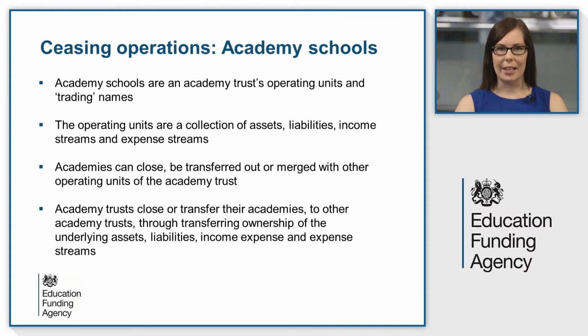As mentioned previously, the school operation is separate from the legal entity, and the school usually performs under a trading name, which is the long-standing name of the school which the public is used to. The operations of the school are all the assets, liabilities and income and expenditure streams that are used in the course of the business. It is these elements that are either closed down or transferred to another academy trust.